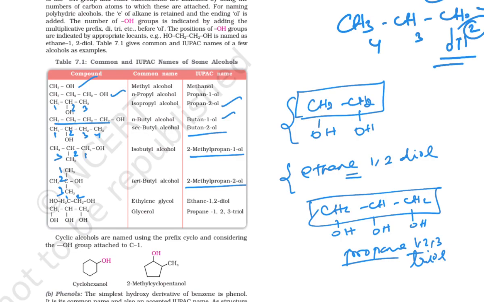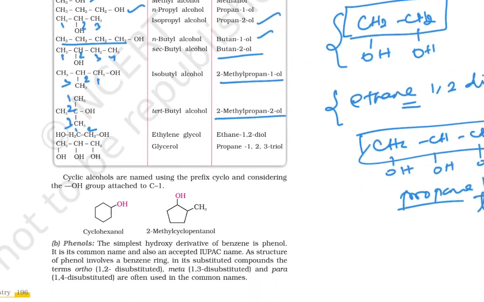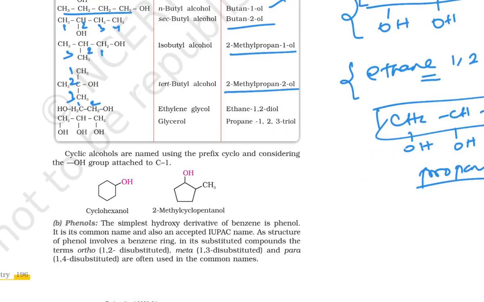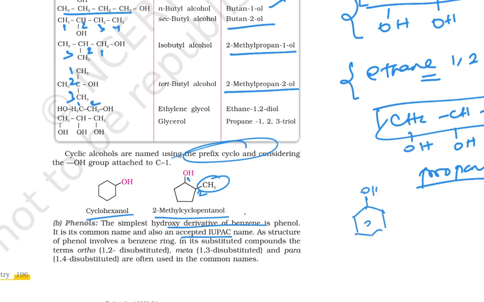But if your compound is cyclic in nature, the prefix cyclo should be used. So cyclohexanol. This is 1, this is 2, so 2-methylcyclopentanol. In the case of phenol, the simplest hydroxy derivative of benzene, its common name is also accepted as the IUPAC name. This is phenol, right? So your IUPAC name and common name are the same in the case of phenol.